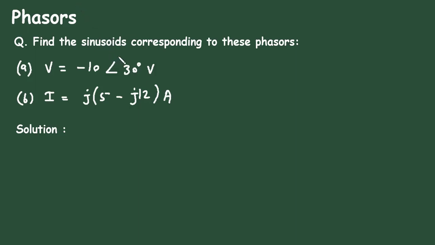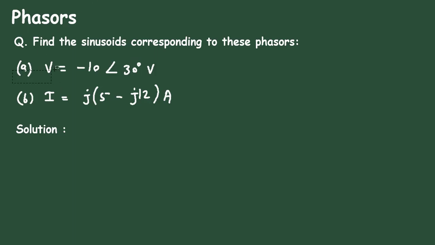In this video, we will see an example on phasors. Question: find the sinusoids corresponding to these phasors. Here the voltage phasor is given, also the current phasor is given. The voltage phasor is in polar form, and the current phasor is in rectangular form.